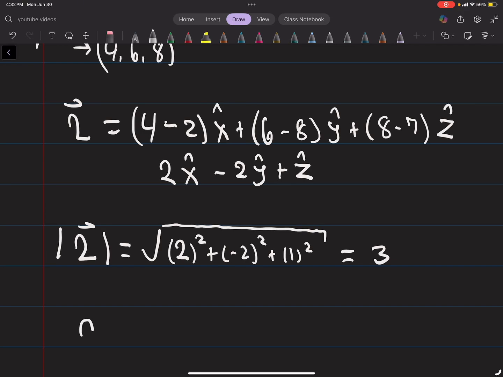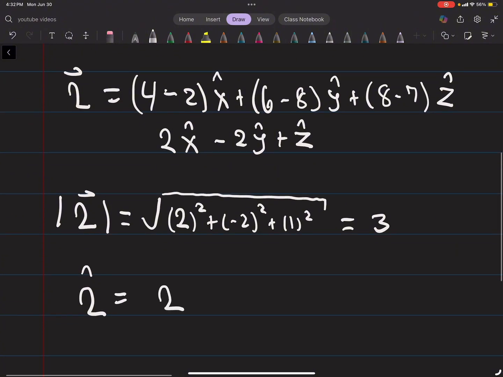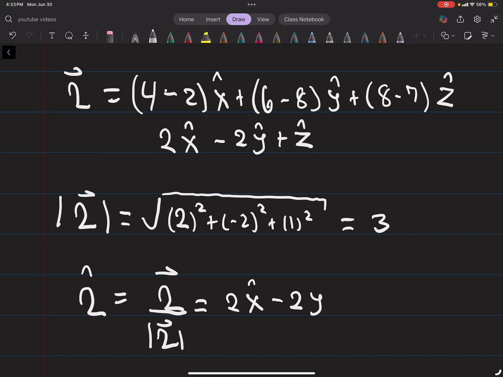And if we want to find the unit vector, well, you just take your separation vector and divide by the magnitude. Sorry about that, my dog had a little bit of a barking attack there. So our vector is again 2 x hat minus 2 y hat plus z hat. And then you just divide by the magnitude of 3. And that's your unit vector.